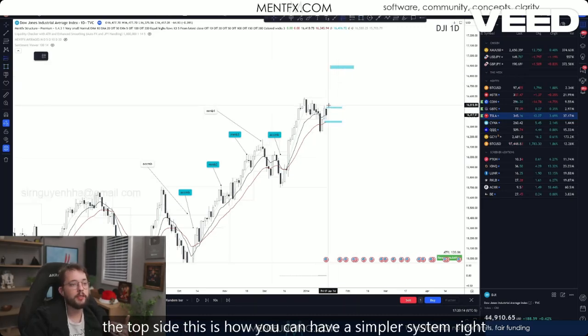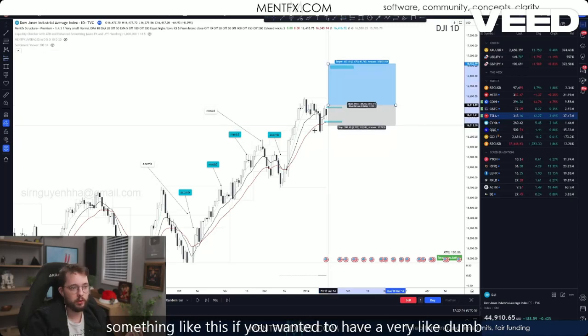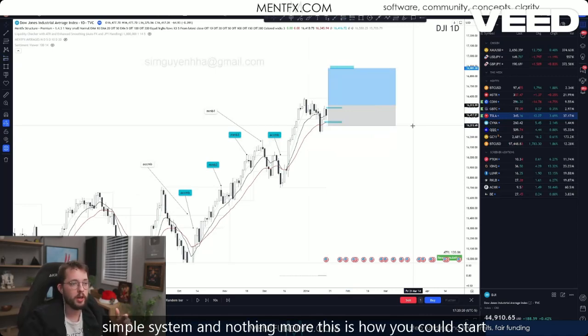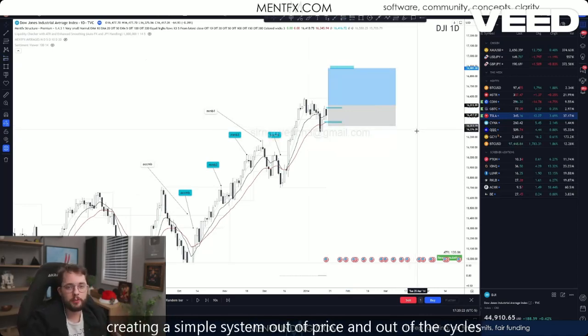This is how you can have a simpler system, right? Something like this, if you wanted to have a very dumb, simple system and nothing more. This is how you could start creating a simple system out of price, and out of the cycles.